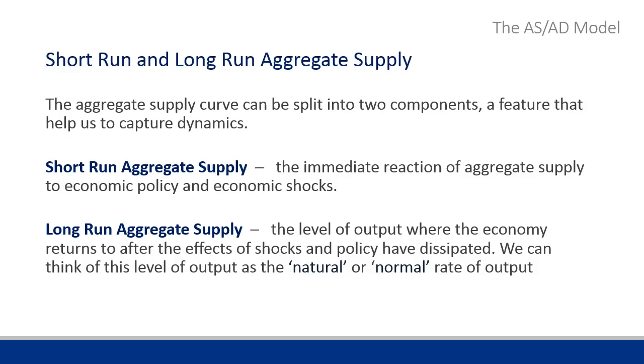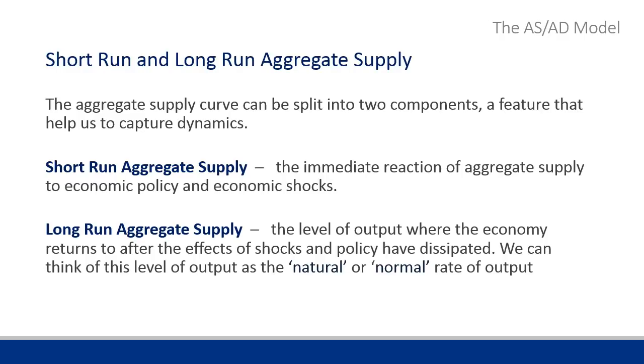Now that we have introduced the aggregate supply curve, we also have the opportunity to introduce dynamics into the model. And we could do that by splitting the aggregate supply curve into two versions, the short run version and the long run version. We can have a short run aggregate supply curve which will show us the reaction of the economy to economic policy in the short term, and a long run aggregate supply curve that helps us to realize the impact of economic policy after some time has dissipated, so there's sort of a long run effect.